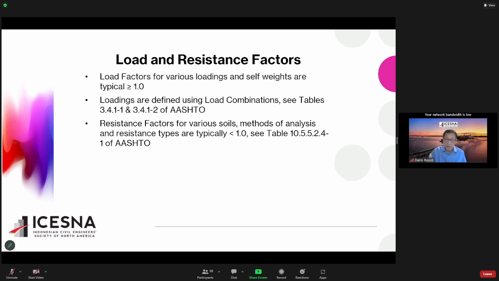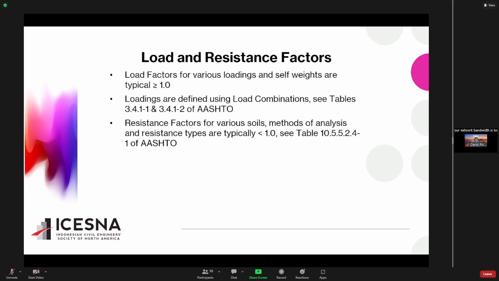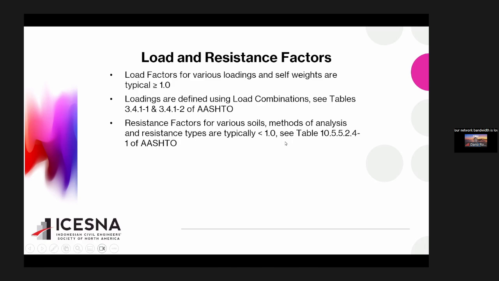Again, it's for conservativeness, right? Because you want your resistance to be less than what you think is correct, to be safe, right? And you can also look at the resistance factor table, this table from AASHTO. I'm not going to show it here.